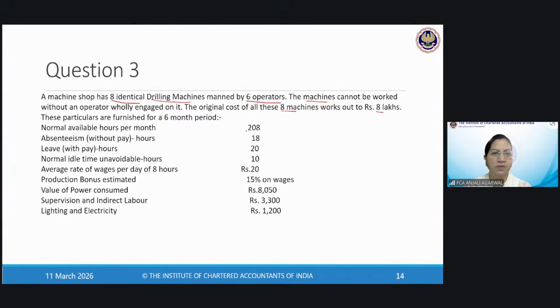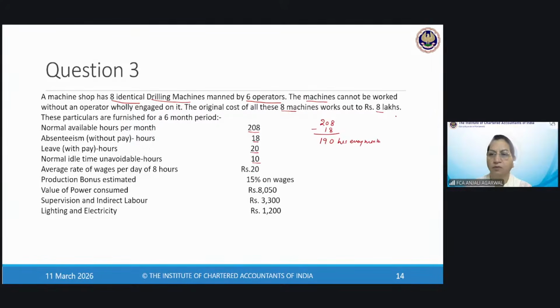So what it's saying is normal available hours per month are 208. There is absenteeism without pay, so we'll not pay for these 18 hours. But there is leave with pay for 20 hours. And then there is also normal time which is unavoidable. So if it is unavoidable, this will also be paid, and it is normal idle time. So out of 208 hours in a month minus 18, payment will be made for 190 hours every month.